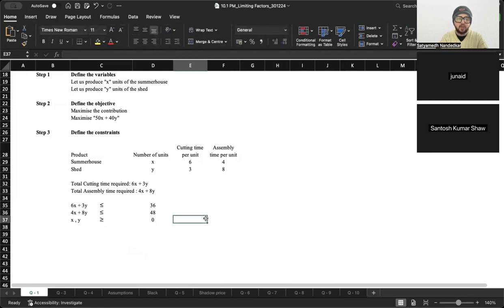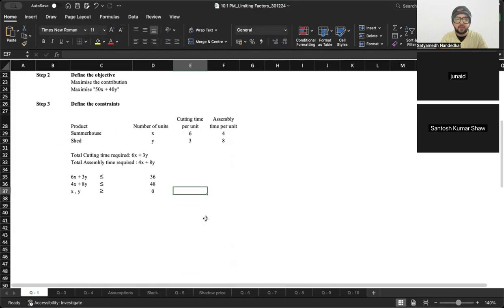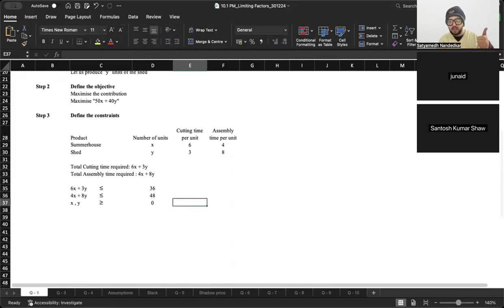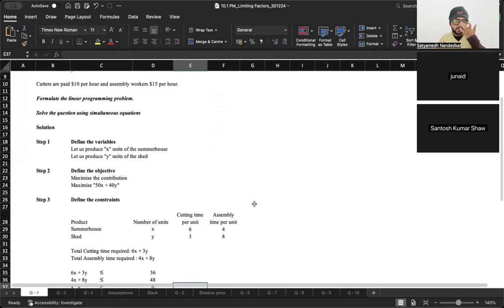Okay. So with step 1, step 2, step 3 you have defined the variables. What is it that you want to make? You want to know what is the best combination of units. So when you make summer house you don't know how many units to make to get the maximum possible production.